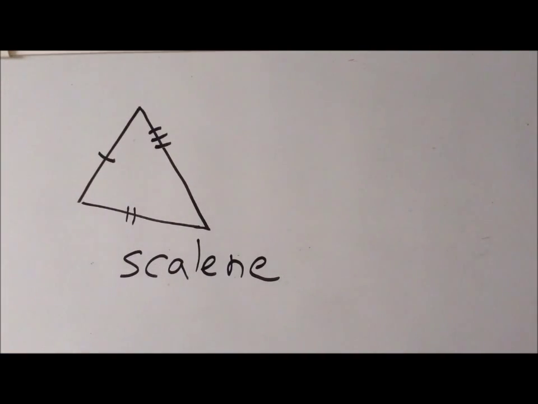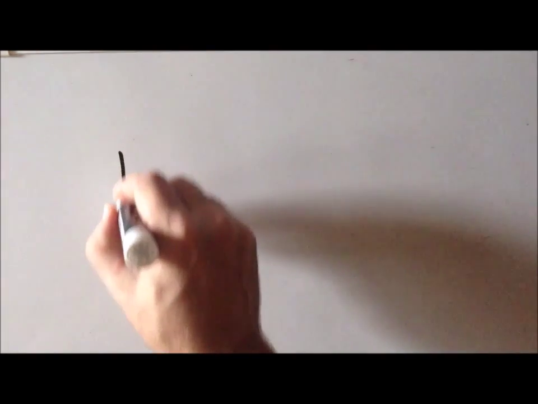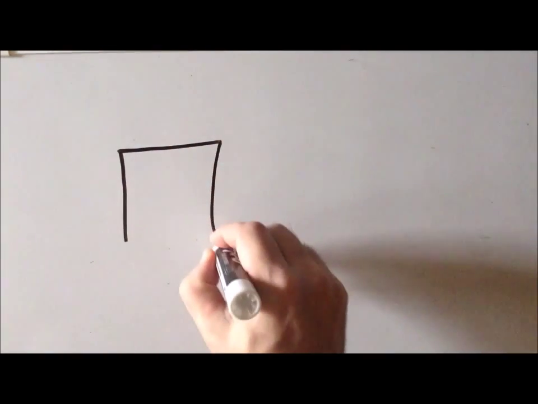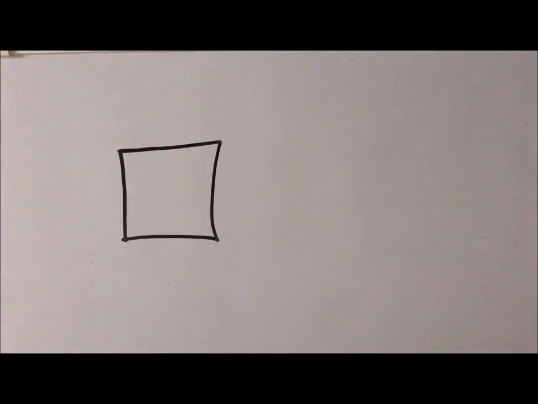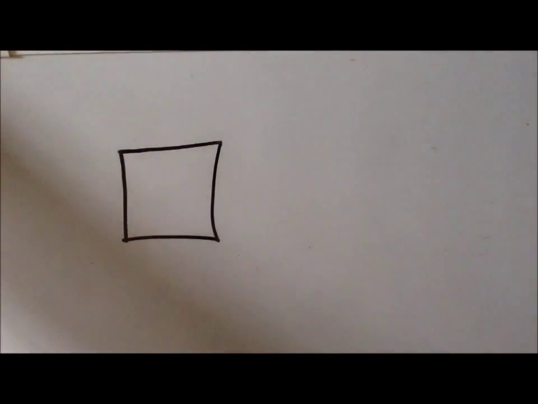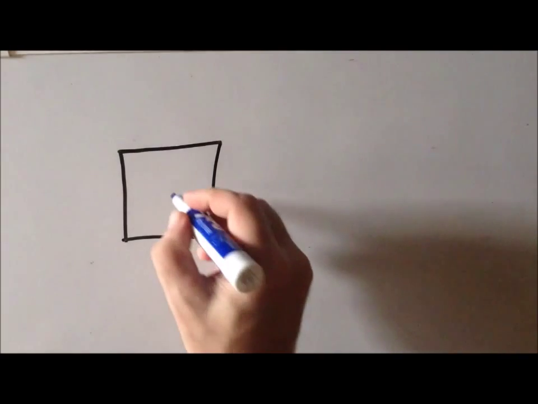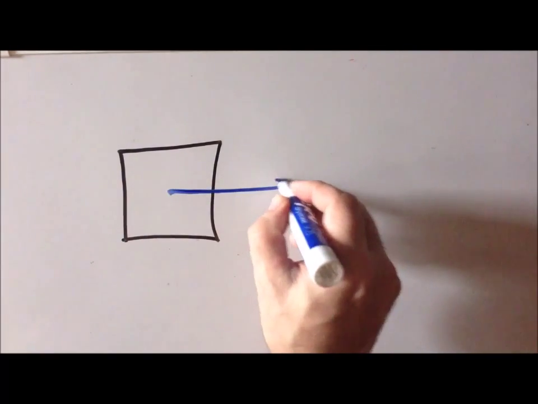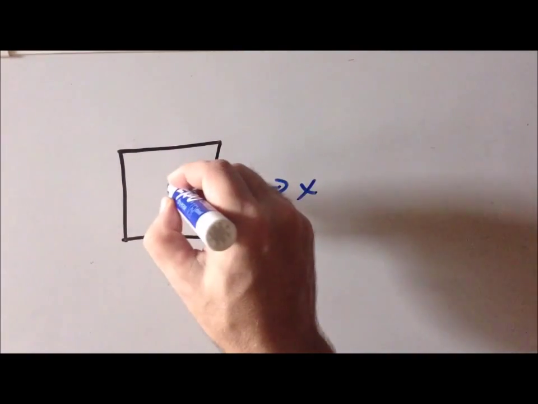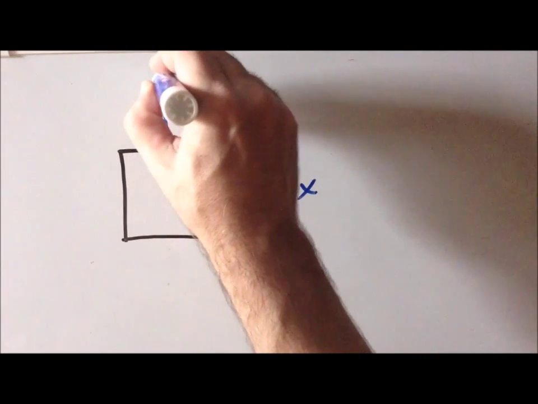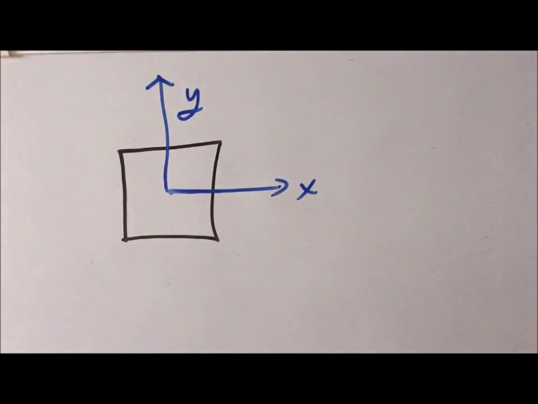But what happens if we have a square? A square is another important geometric shape. So let's look at our square. Here I have a square, and for the sake of completeness, let's draw the x-axis, and then we have the y-axis in this direction. So we're looking for one or more mirror planes for a square.